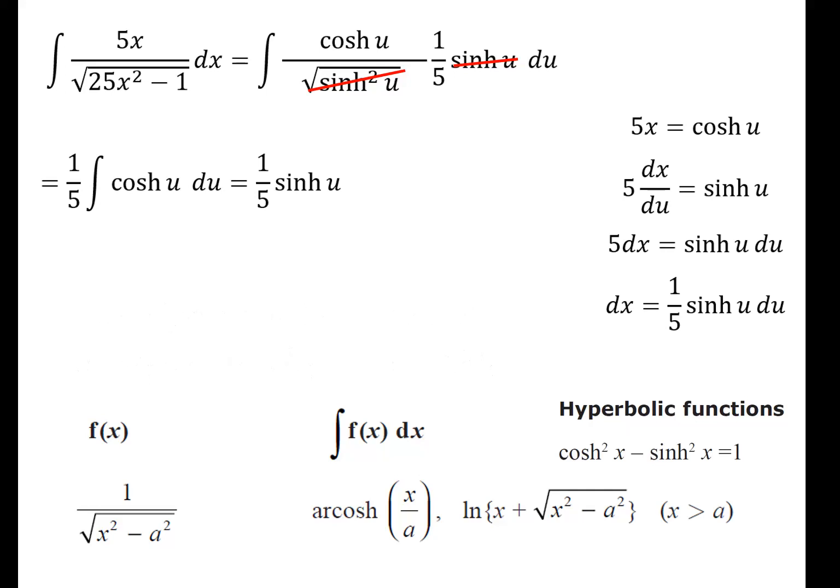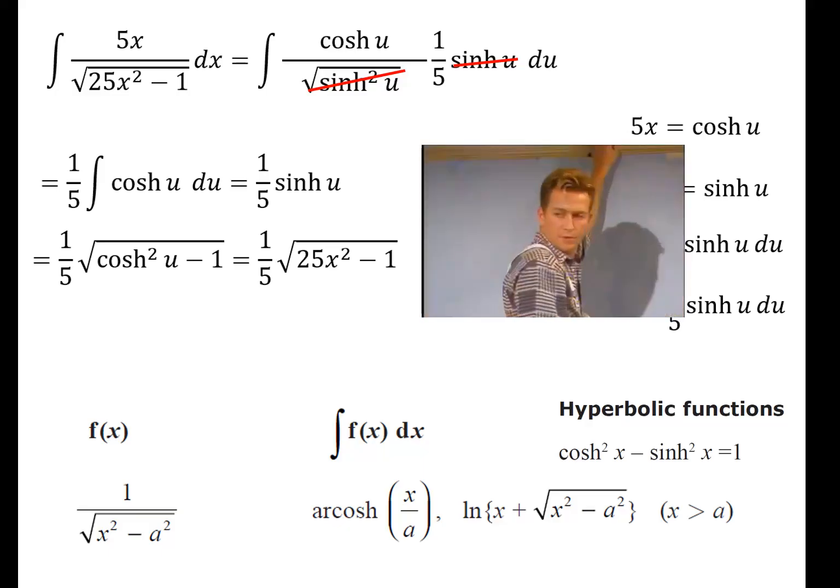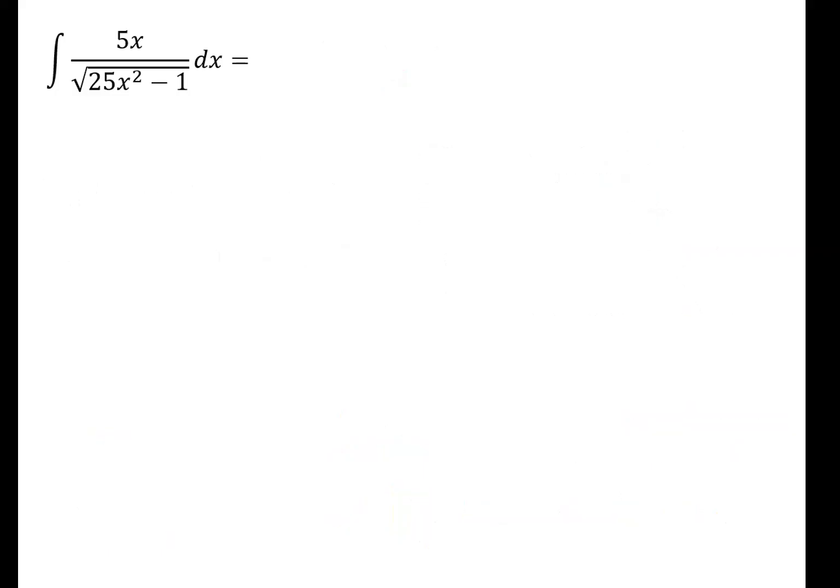What we're going to do is use our hyperbolic function identities and say that sinh u is the square root of cosh squared u minus 1. And of course that's the square root of 25x squared minus 1, and that's what the integral of 5x over the square root of 25x squared minus 1 is. And then stick the limits in there. But you don't want to do it like that. We're not going to do it like that because there's a better way of doing this.